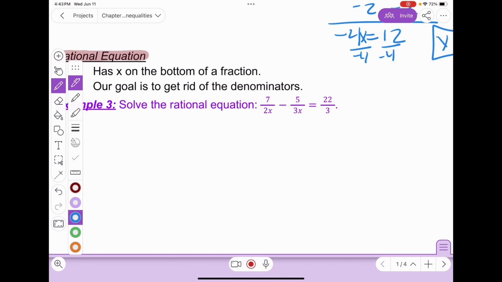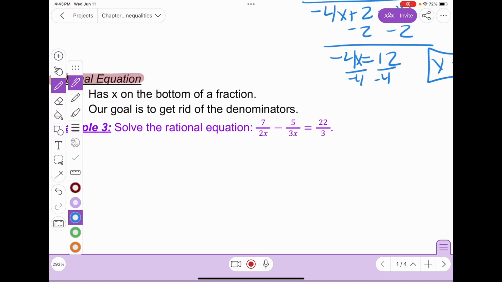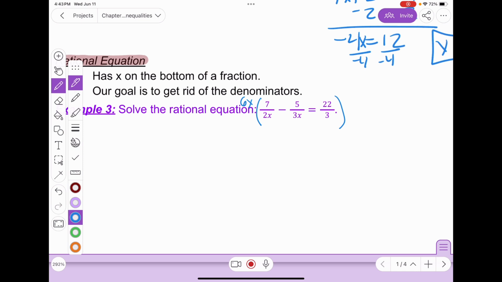So if we look here, we have a 2x and a 3x and a 3. So 2 times 3 is 6, and we know we need an x. So if we multiply everything by 6x, that's going to end up canceling out all of our denominators. So 6x times 7, 6 times 7 is 42. So if we multiply their numerator, we get 42x over 2x. Then we multiply it here. So 6x times 5 is 30x. And then 6 times 22 is 132.